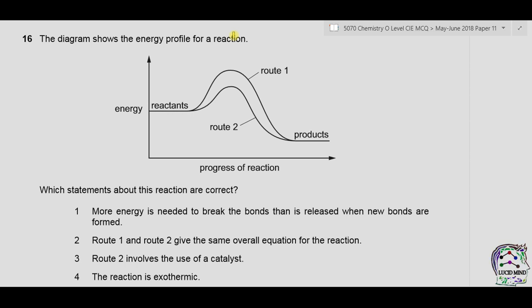Question 16. The diagram shows the energy profile for a reaction. On y-axis we have energy and on x-axis we have progress of reaction. These are the reactants and this is the product. Which statements about this reaction are correct? Number 1. More energy is needed to break the bonds than is released when new bonds are formed. Now you should always remember that breaking bonds requires energy, so therefore bond breaking is endothermic in nature. While when new bonds are formed, energy is released, so therefore bond formation is always exothermic.